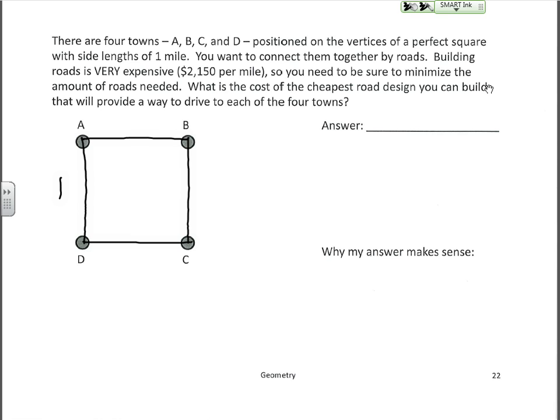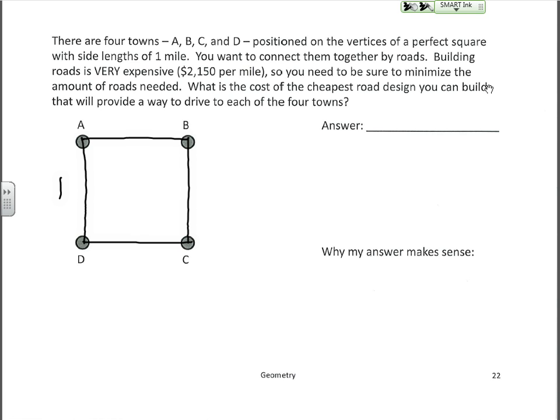You want to connect them together by roads. Building roads is very expensive. In fact, it's $2,150 per mile. So you need to be sure to minimize the amount of roads needed. What is the cost of the cheapest road design you can build that will provide a way to drive to each of the 4 towns?